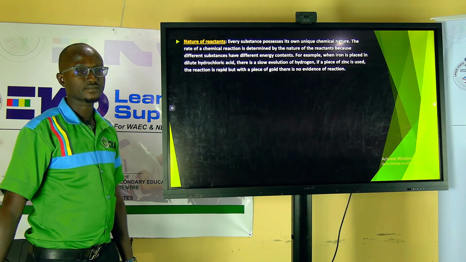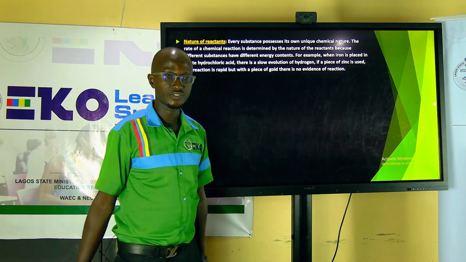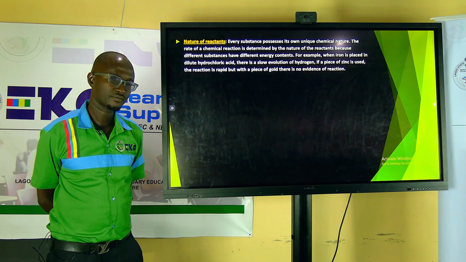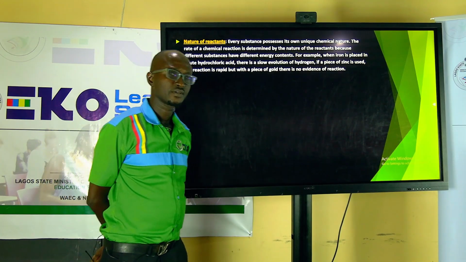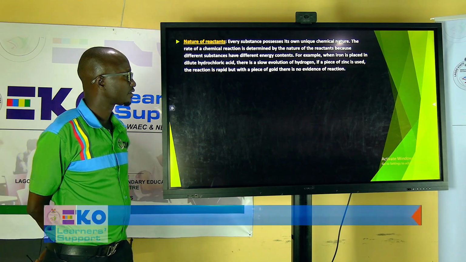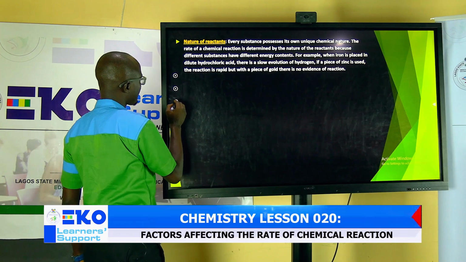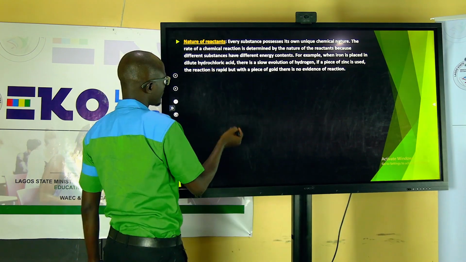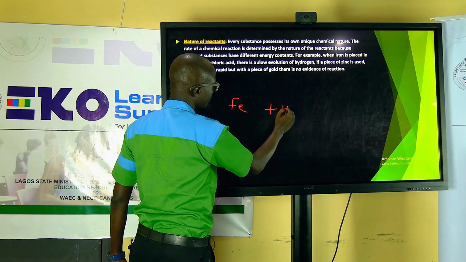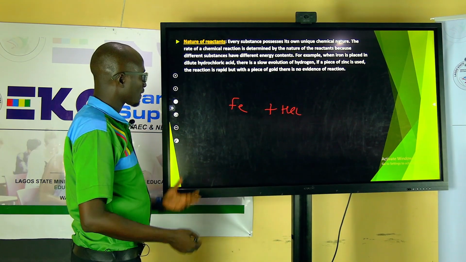Nature of reactants. I said earlier that some reactions are very, very fast, some are very, very slow, and some take ages. This might be due to the nature of the reactants. What do we mean by nature of reactants? Let's take a reaction of iron and hydrochloric acid.